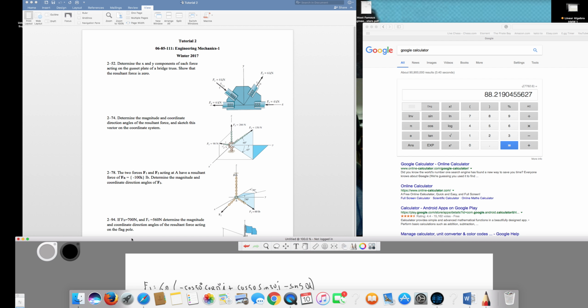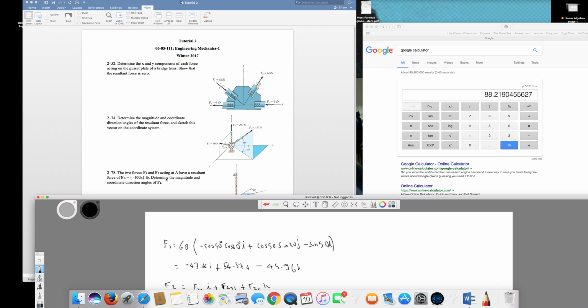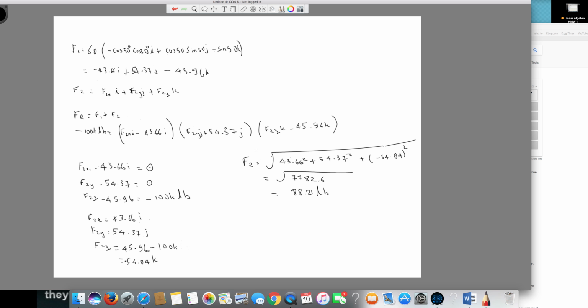But we are not done yet. They are saying determine the magnitude and coordinate direction angles of F2. We have found the magnitude, but we haven't found the angles yet. F2 has three different components, i, j, k, right? So each is going to make a different angle. We say alpha, beta, gamma, because if we have three components, that's how we name them. Alpha is going to be for the i component.